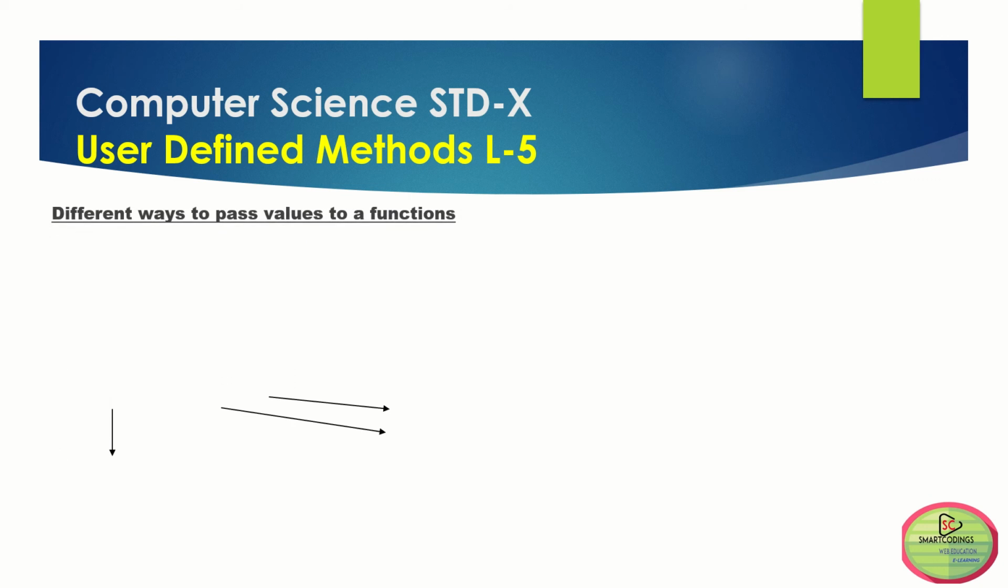Now there are different ways to pass values to a function. Call by value, also known as pass by value, and the second one is call by reference or pass by reference. Okay, you can use the names interchangeably. You can use any name, call by value or pass by value, and call by reference or pass by reference.